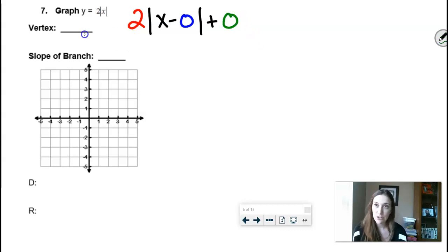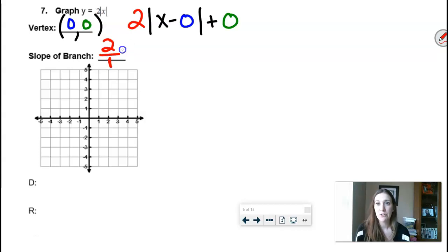So now when I ask you, where is your vertex at? You're going to say, Abruzzo, my vertex is at 0, 0. It was not shifted right or left or up or down. The vertex has not moved. But the slope of the branch, that's a 2. Now, think about everything you remember from slope. Slope is rise over run, so it has to be written as a fraction. So 2 is 2 over 1.